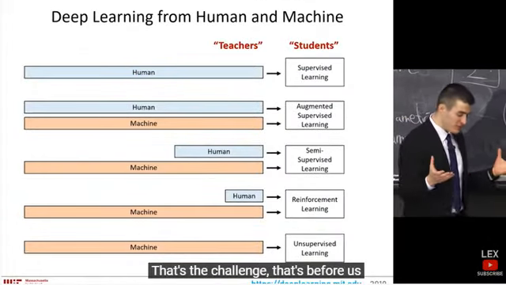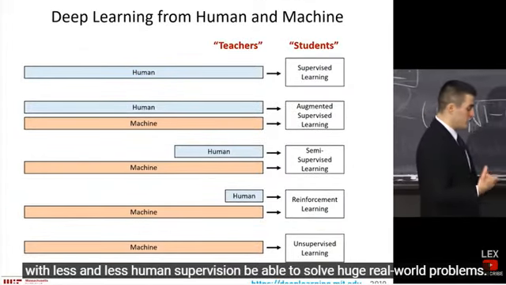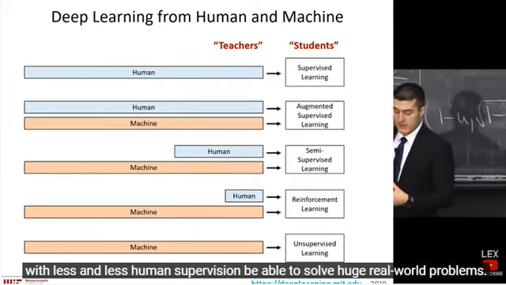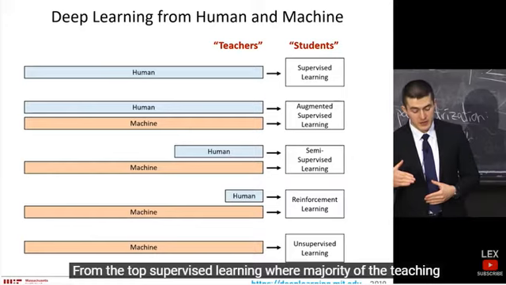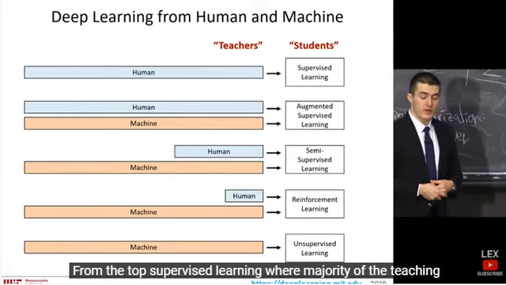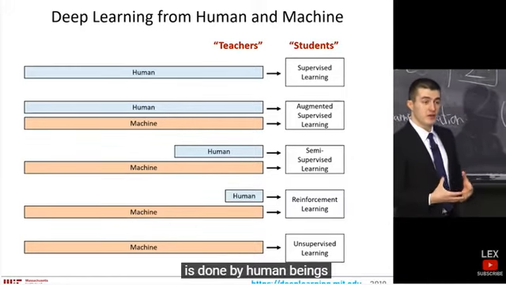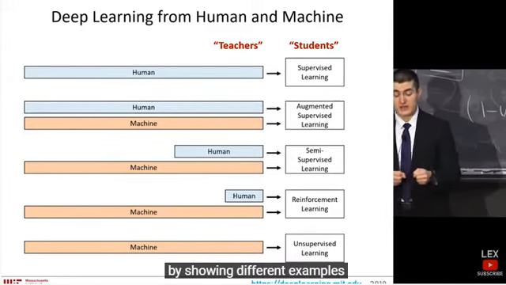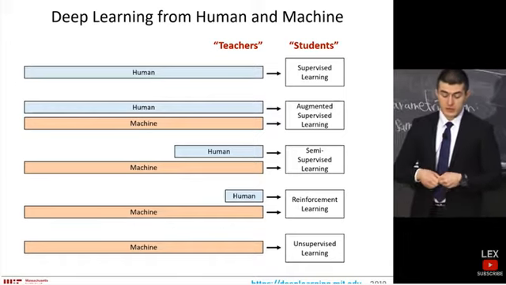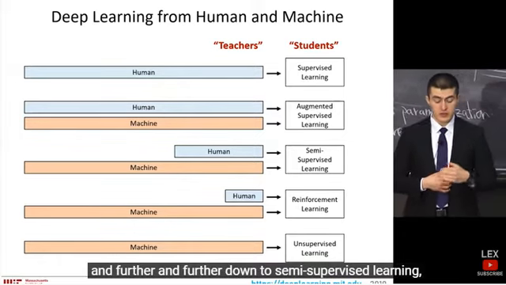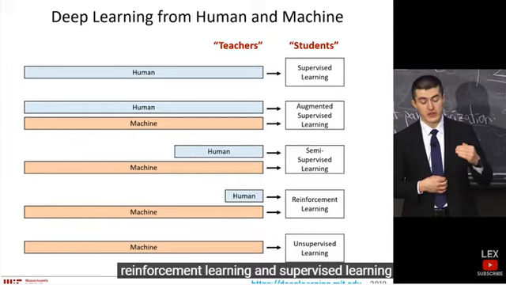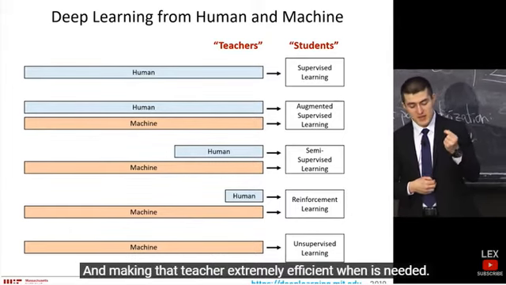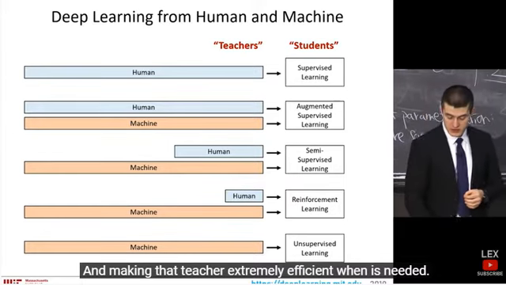That's the challenge that's before us: with less and less human supervision, being able to solve huge real-world problems. From the top, supervised learning, where the majority of the teaching is done by human beings through the annotation process, through labeling all the data by showing different examples, and further down to semi-supervised learning and reinforcement learning, removing the teacher from the picture, and making that teacher extremely efficient when it is needed.